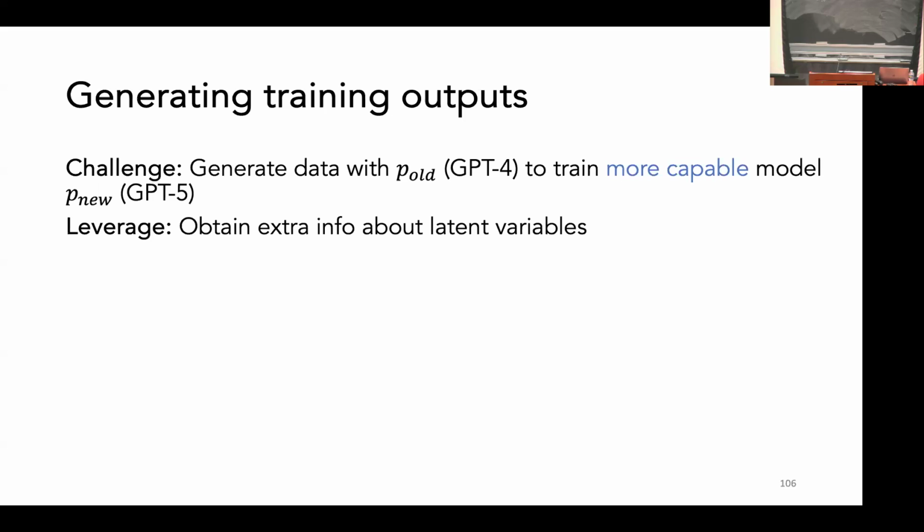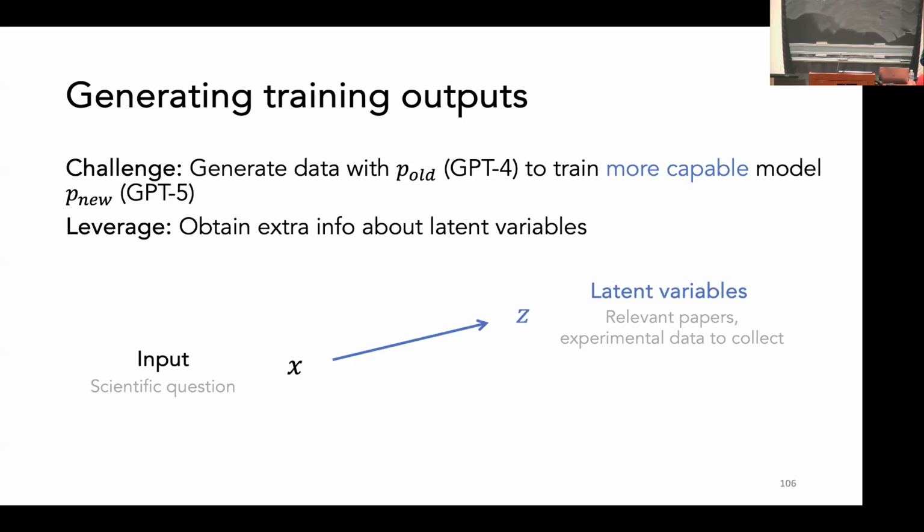One example of leverage is to obtain extra information about latent variables to help make a better prediction. Let's say we have an input scientific question X that GPT-4 doesn't know how to answer. Let's say we expend some effort to collect extra information about latent variables. This might be the relevant papers for answering this scientific question, or new experimental data that we need to collect.